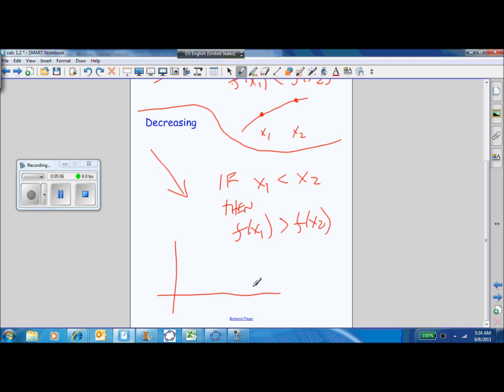So let's make a bigger squiggly new function here. That's decreasing the whole time. Because no matter what pair of points we take in the interval, as we go from left to right, the y values, f of x1, are going down. So f of x1 is bigger than f of x2.